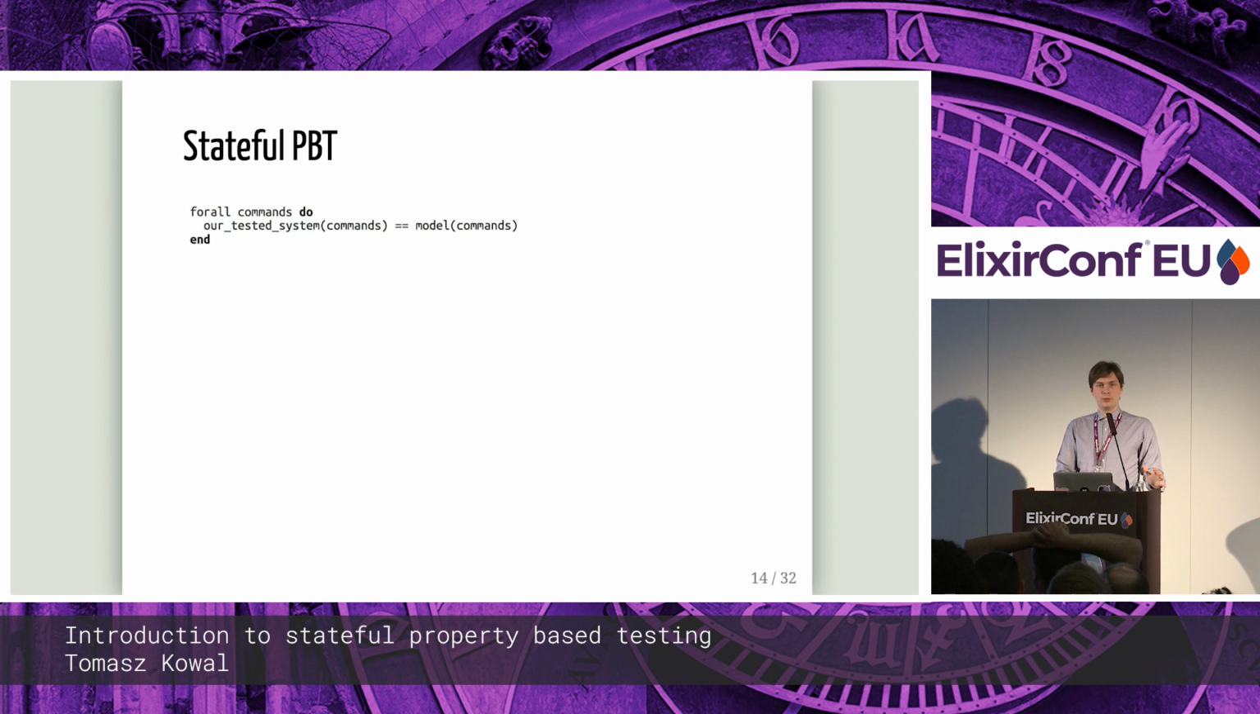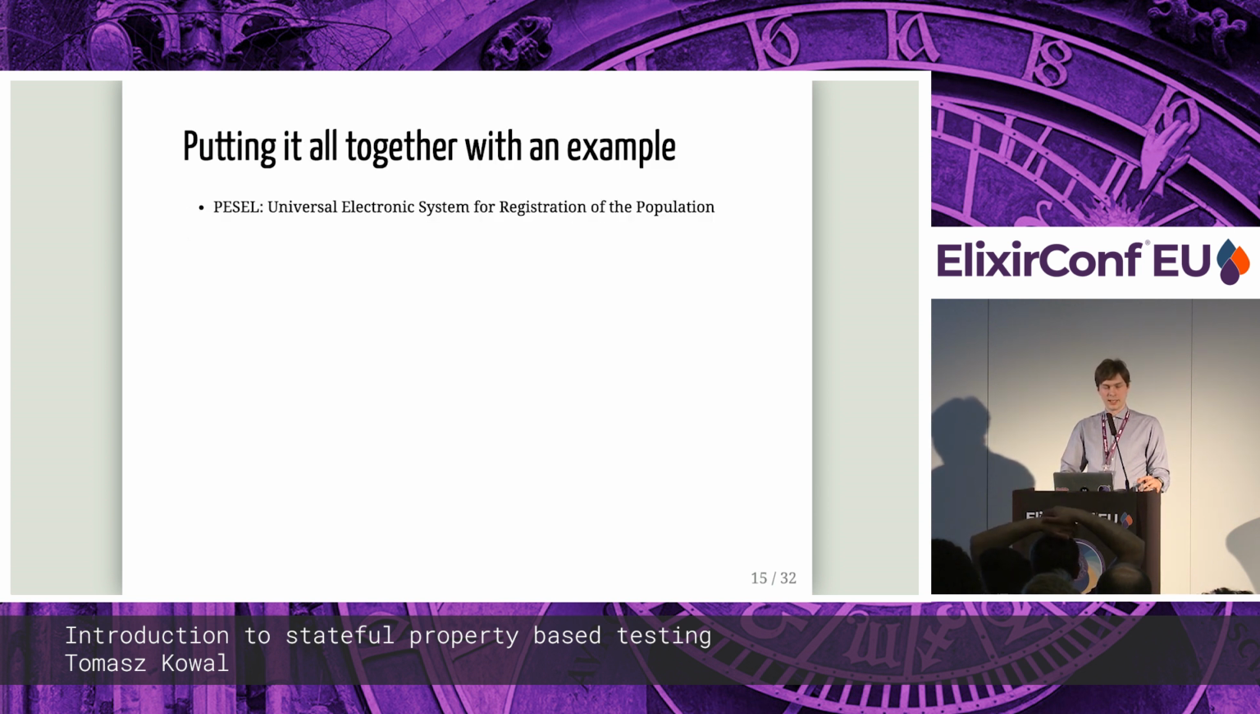Stateful property-based testing is a little bit like Oracle properties. We first generate our input, and the input are commands that we will call on our system. And then we check if our tested system, after running those commands, has the same state as the model that we're supplying. So how do we create the model? We will do it on an example.